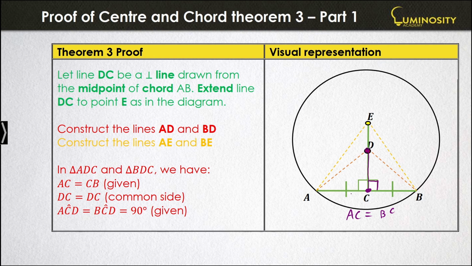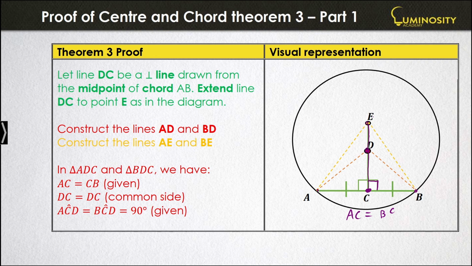Now the clever construction occurs from extending the point D to another point E in the circle upwards. And then we will construct lines from the endpoints of the chord to both D and E. Now again, we don't know if D or E are the center points. We just know that they are two points in the circle that happen to lie on this perpendicular line. So let's compare the two triangles now.